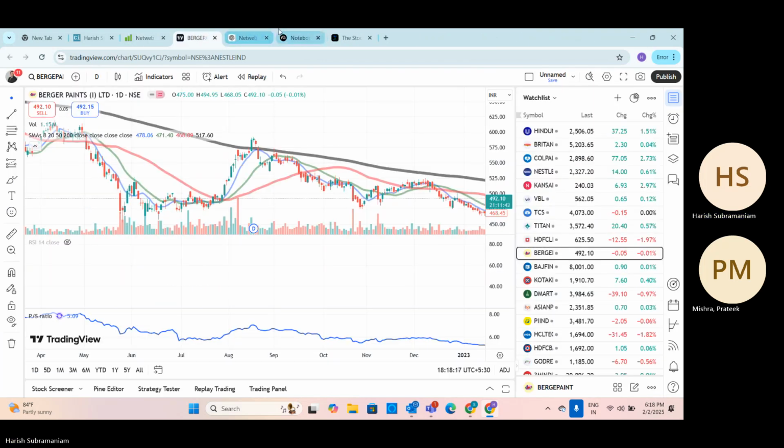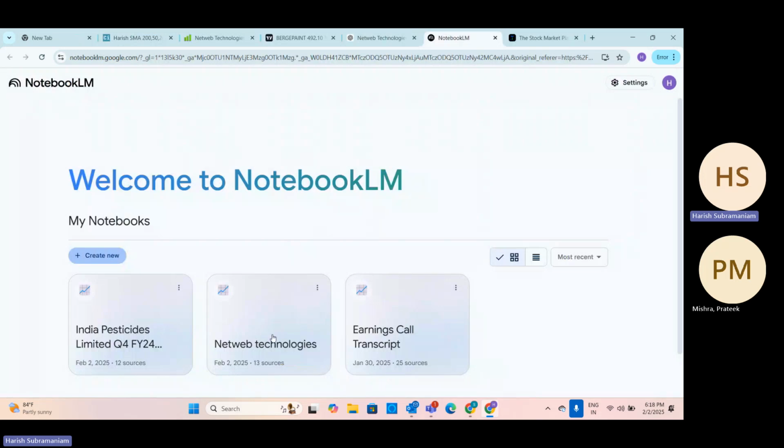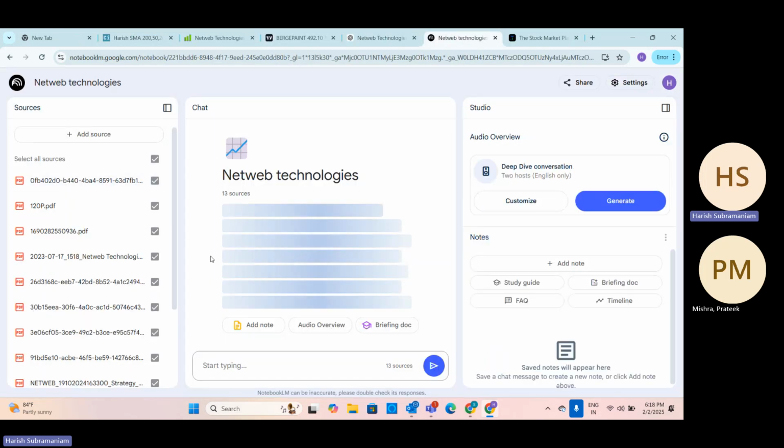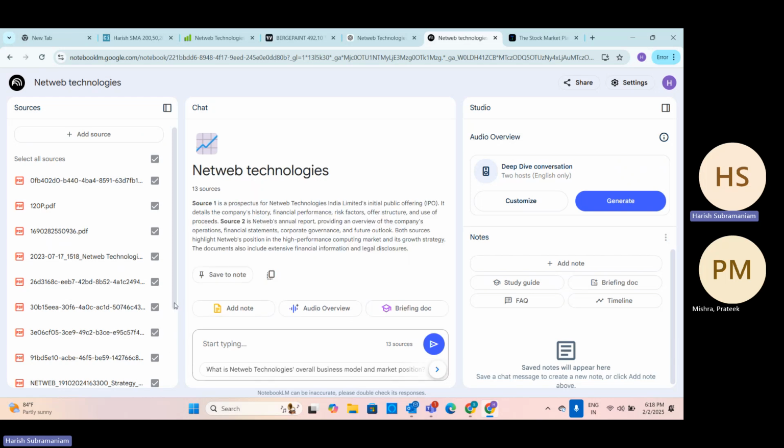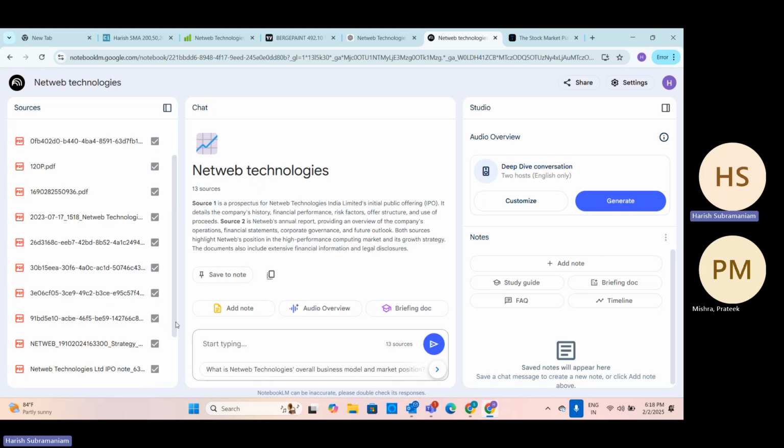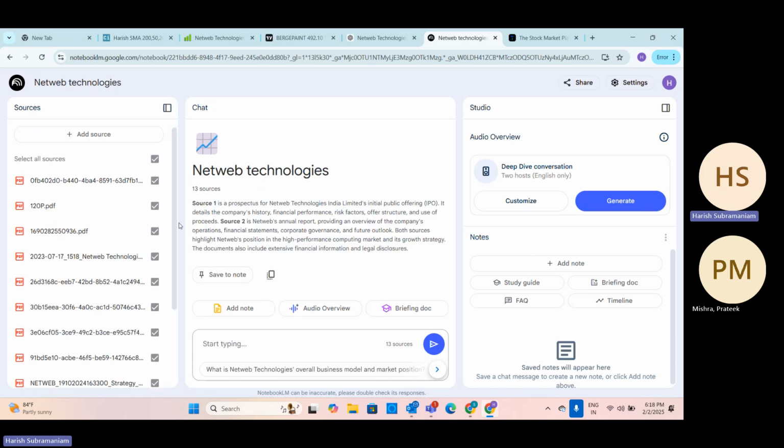Right. And then we can come over here to Notebook LLM, and you see here NetWeb Technologies. This is what I was doing today. We add the documents, all the documents, the financial performance, the quarterly results, all the documents that we can find, we have added it over here. Okay, so now we don't have the questions over here, so that is good. So let's start asking a question.